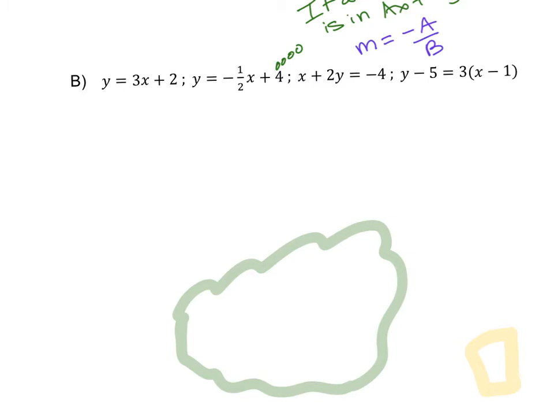So instead of having to transform this equation into y equals mx plus b, if you already know it's in standard form, then you can immediately say, oh, the slope is going to be the negative of a, which happens to be 1, over b, which is 2.